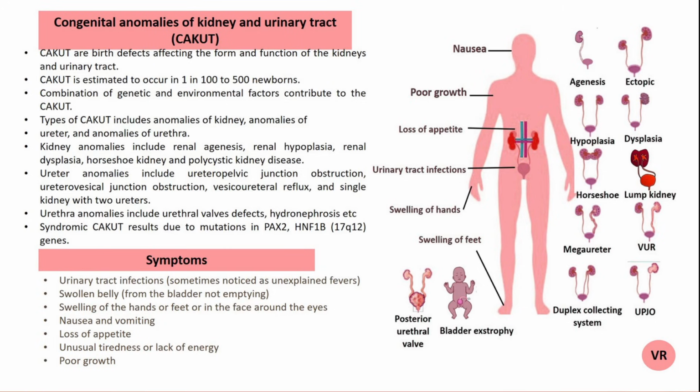Patients with CAKUT have increased risk of cardiovascular diseases such as arterial hypertension and left ventricular hypertrophy, which must be monitored and managed. Patients require long-term follow-up, including regular blood pressure monitoring, urologic assessment, and lab tests, etc. This is all about congenital anomalies of the kidney and urinary tract.